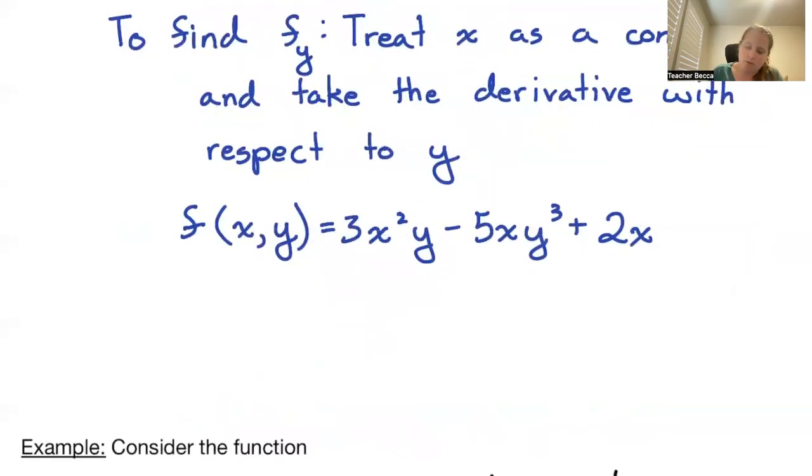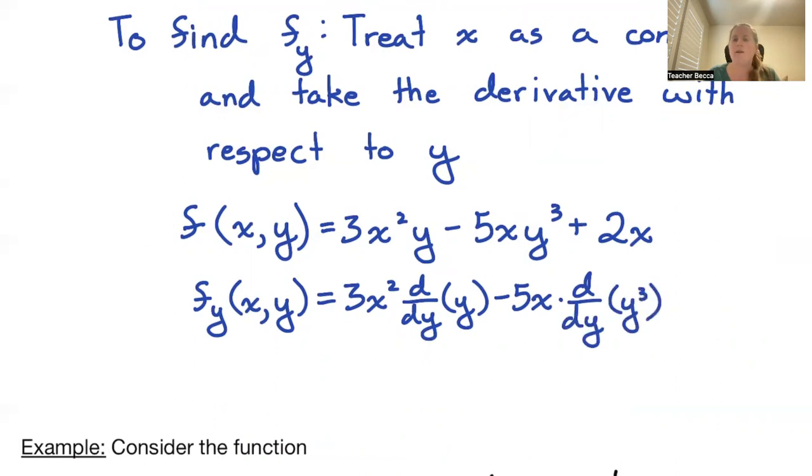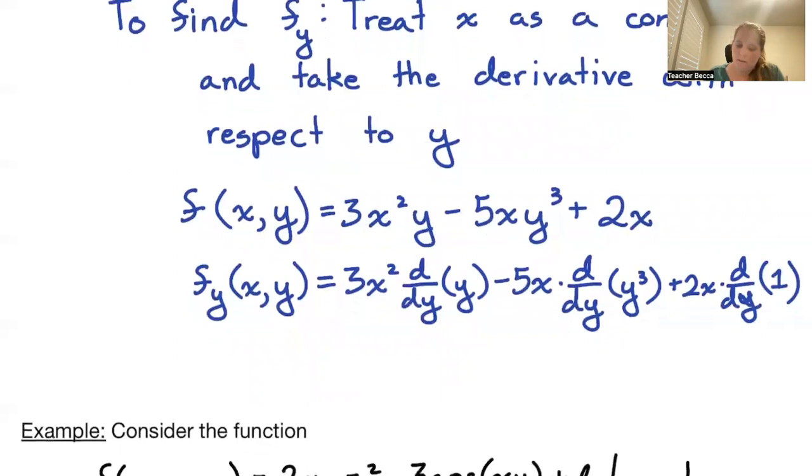If we want to find the partial with respect to y, 3x squared is acting as a constant. We take the derivative with respect to y of y. And we have minus 5x acting as a constant. We take the derivative with respect to y of y cubed. Finally, 2x itself is a constant, so this is essentially like 2x times 1. So we're going to take the derivative with respect to y of 1. The derivative of y with respect to y is just 1.